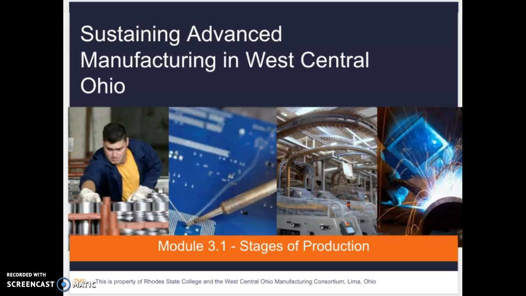We'll begin in Module 3.1 with reviewing stages of production, which includes planning, designing, developing, production, and packaging and distribution. We'll move into production resources in the next module and continue on to production processes and material properties.